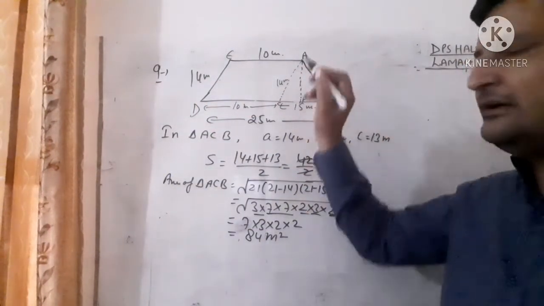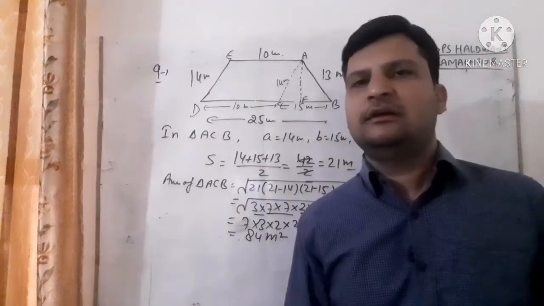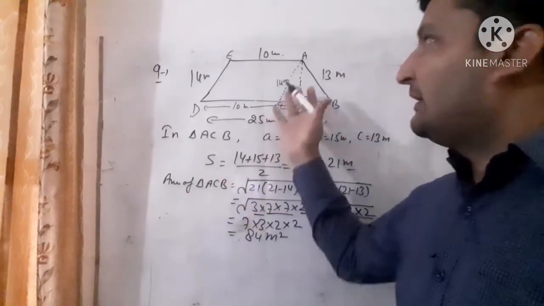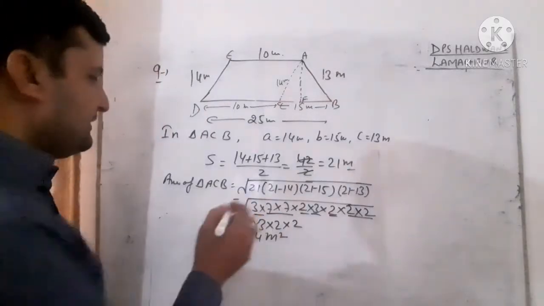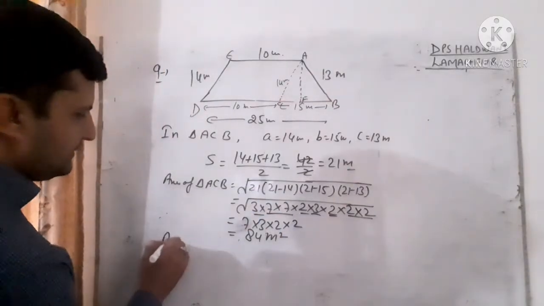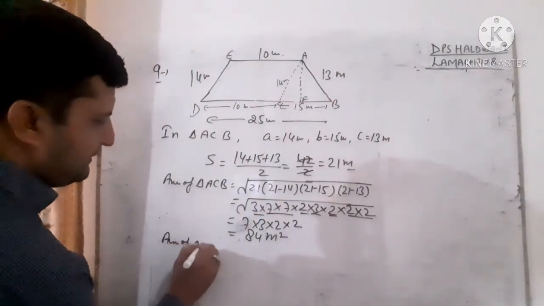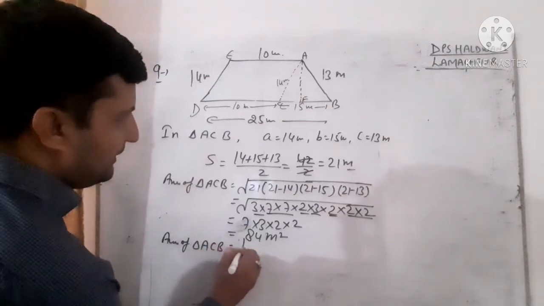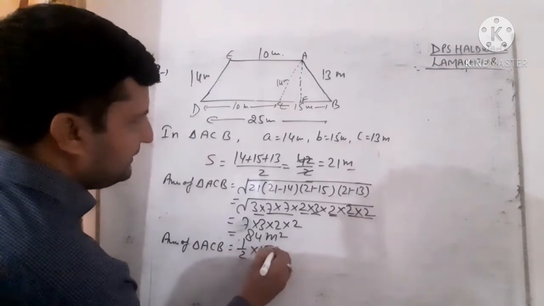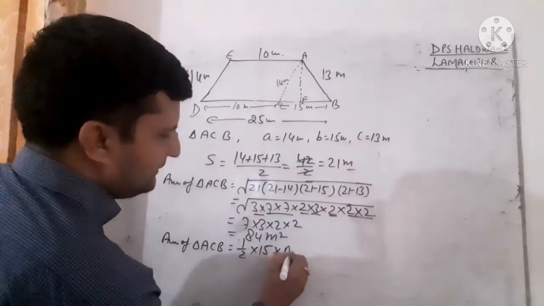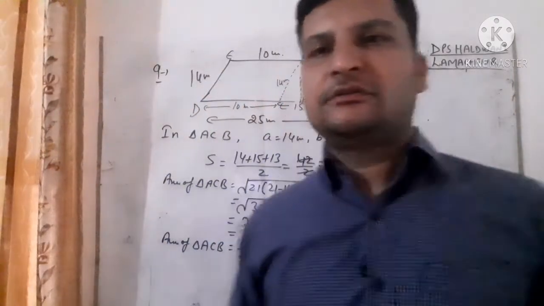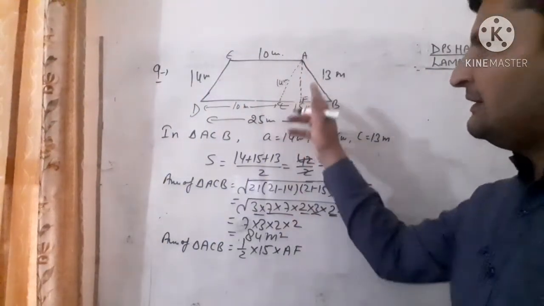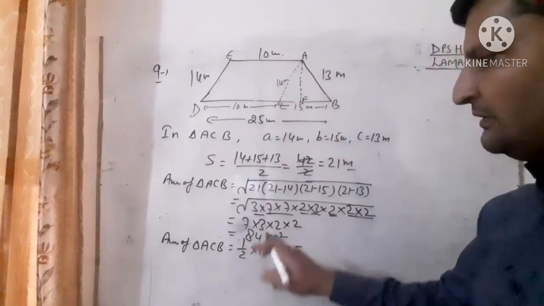Now we have to find the height of this triangle. Student, again we can use the area of triangle formula here. So area of triangle means half into base into height. We can find it in another way also. Area of triangle ACB is equal to half into base, which is 15, and height is what we have to find. Suppose AF is here. So students, area of this triangle is equal to area of this triangle. So both the areas will be same.